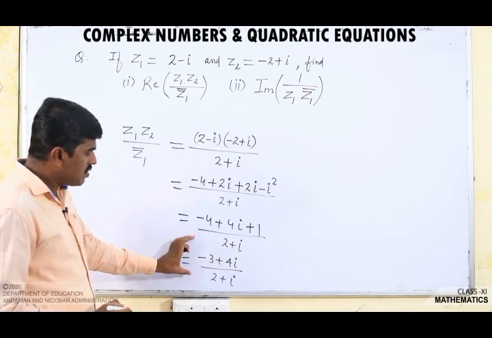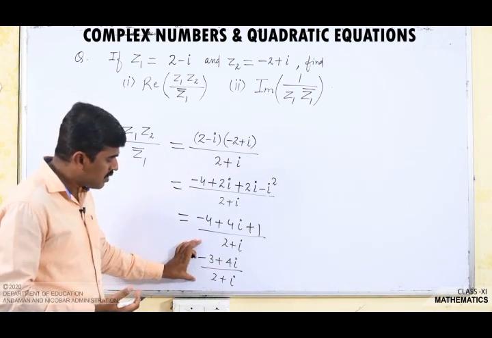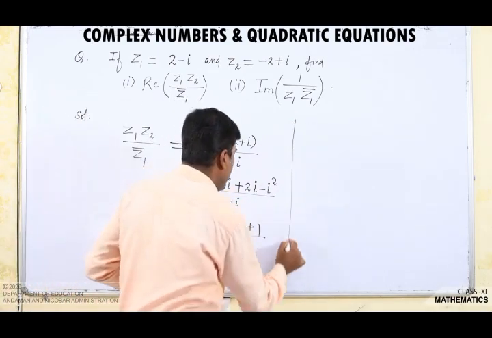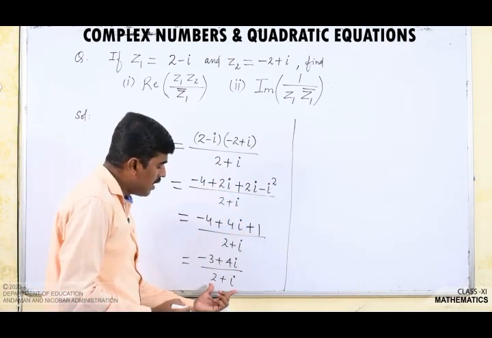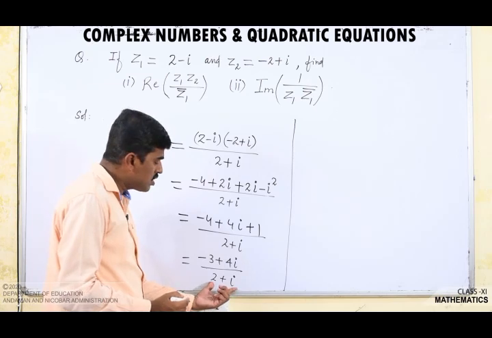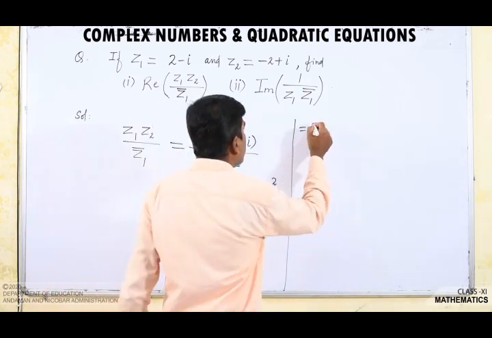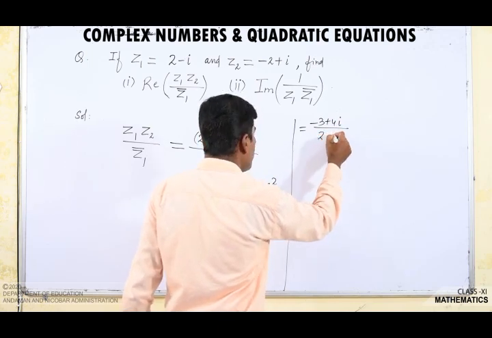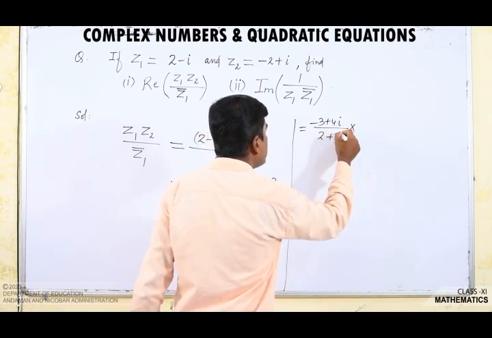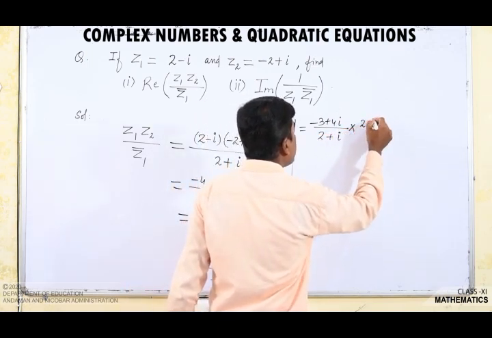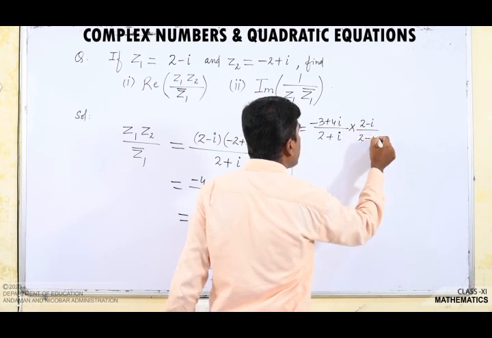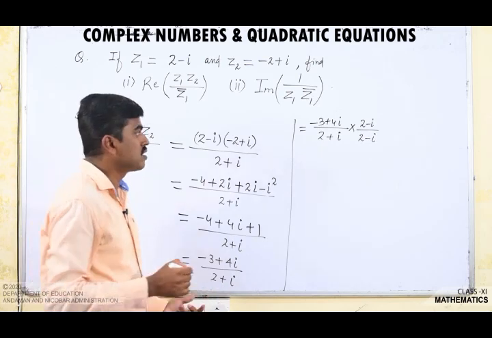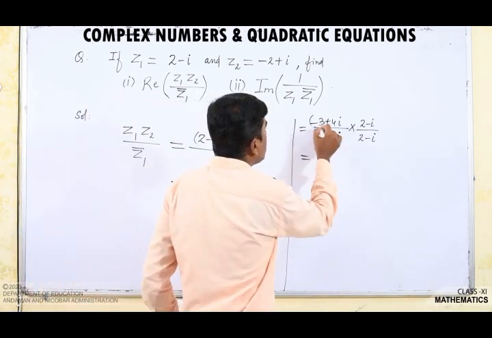Now, this complex number is not again in the standard form. So, we have to express this in the standard form. So, what we have to do? Just multiply and divide by the conjugate of this denominator, that is minus 3 plus 4I divided by 2 plus I into 2 minus I divided by 2 minus I. We have to multiply and divide by the conjugate of denominator.